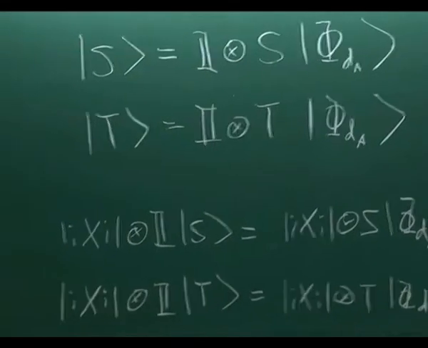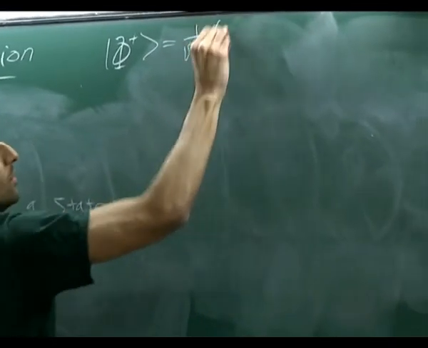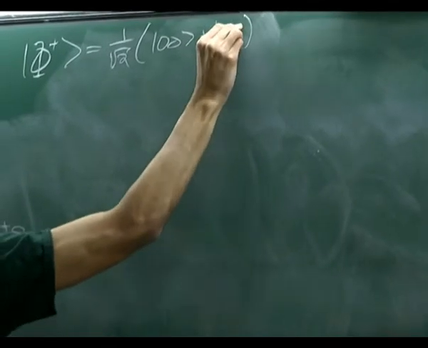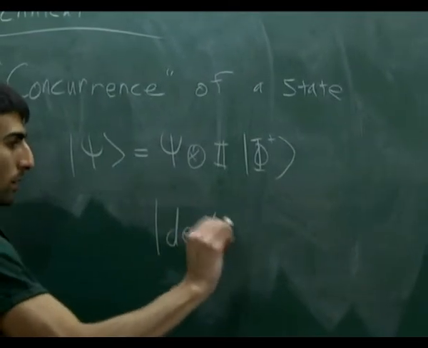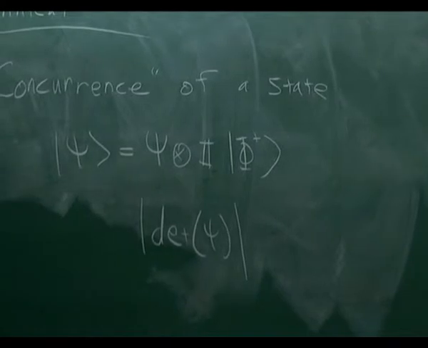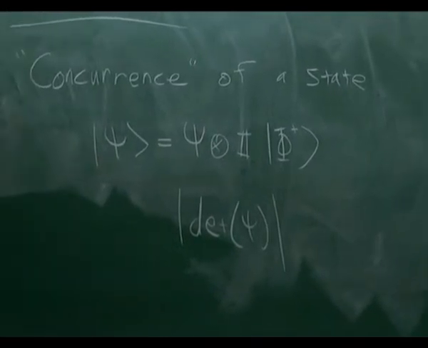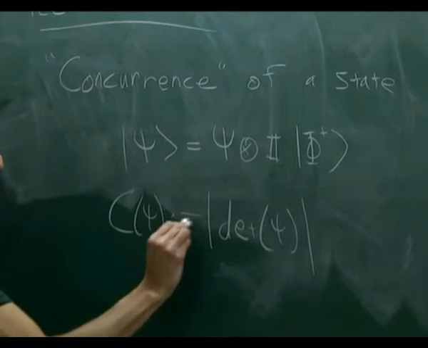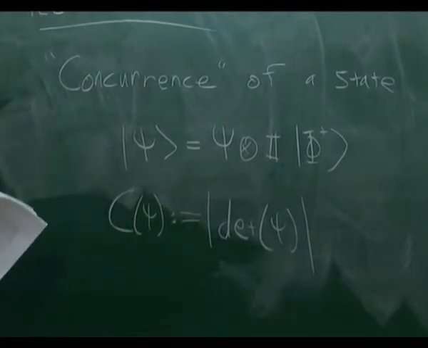Okay, and this phi plus, whenever we see phi plus, we're going to mean that it is the 0, 0, 1, 1 EPR state. All right, and now the concurrence is just the magnitude of the determinant of psi. So this is the concurrence of psi.